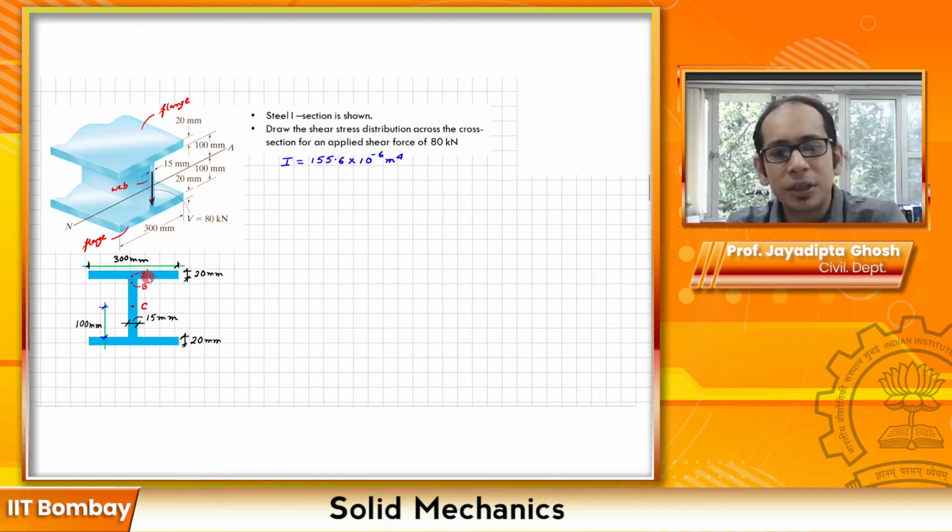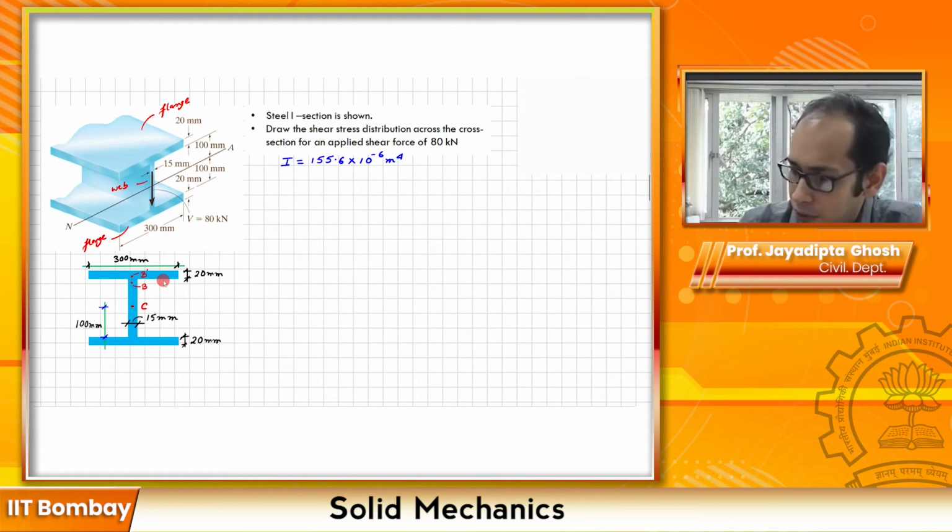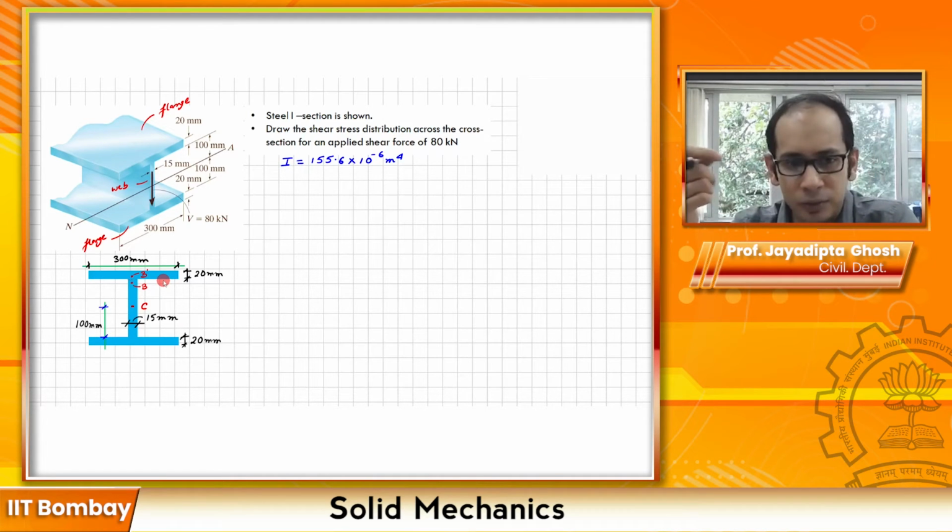Now since it's a symmetric section, what we can expect is that the shear stress distribution, if I start from the top and reach the center, is going to be a mirror image. The bottom part will be simply a mirror image of that one. So let's write the formula for what we had derived, and at these different points of interest, let's try to write the expressions for the tau which we are going to get.